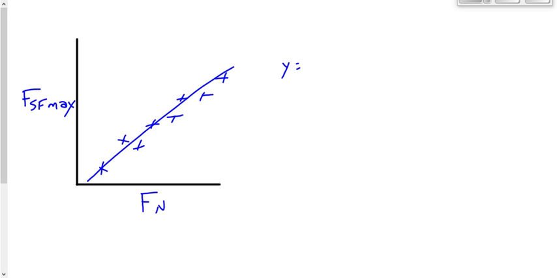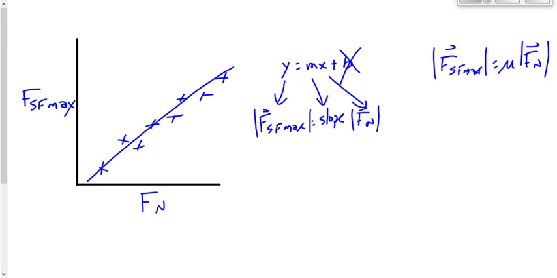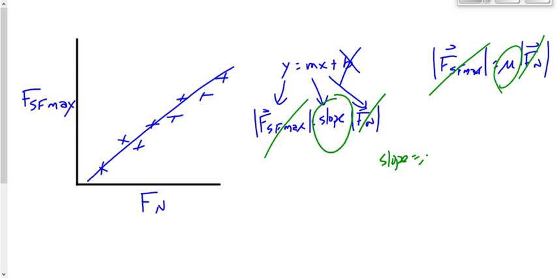And do the same analysis as we did last time. Y is equal to mx plus b. The y-axis is FSF max. M is the slope. X is the normal force. And there will be no y-intercept, or at least it'll be close enough to zero that you can drop it. That's from your graph. From your data sheet, we'd say FSF max is equal to mu times the normal force. Then we start crossing things off that appear in both. And we're left with the slope is equal to mu, which of course is what we want to find here.